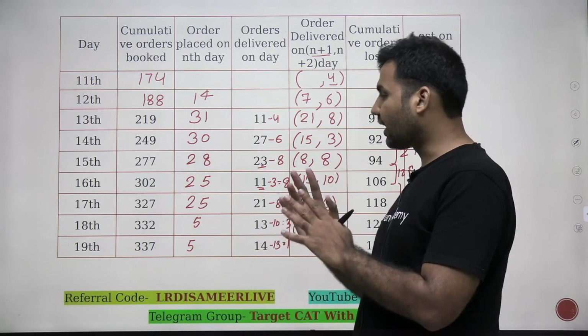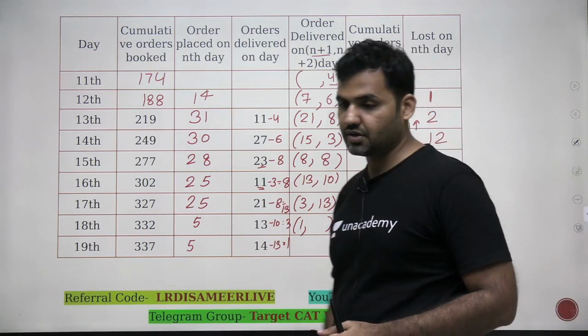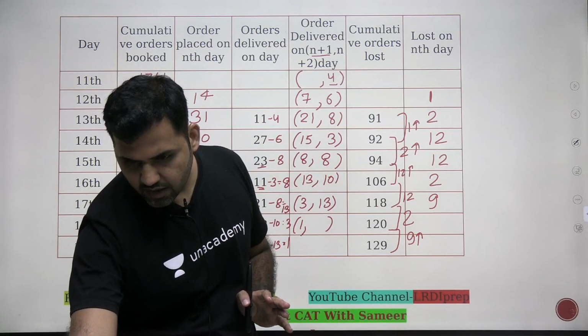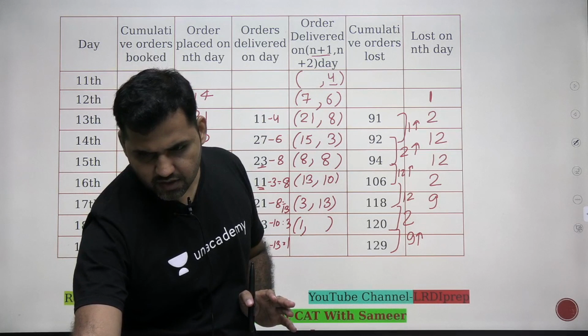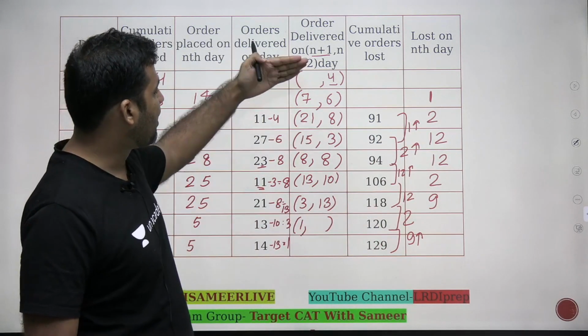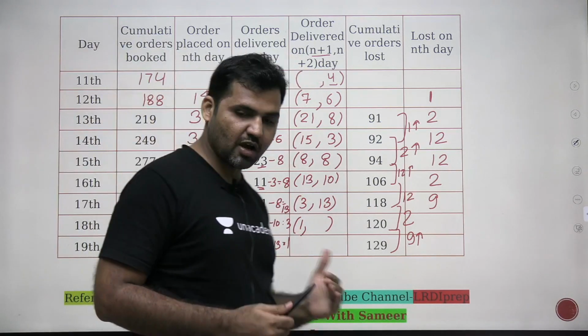What is happening with the rest of the orders? We do not know, because we do not know what is happening with the lost, right? That's it. This is the complete table that you have to make to answer all the questions. We now know how many orders are getting lost on a particular day, how many orders are delivering on the next day, how many are taking 2 days to deliver. Now you can answer all the questions.